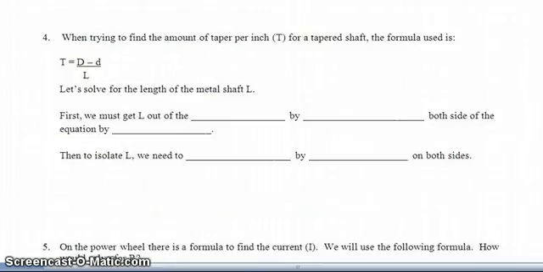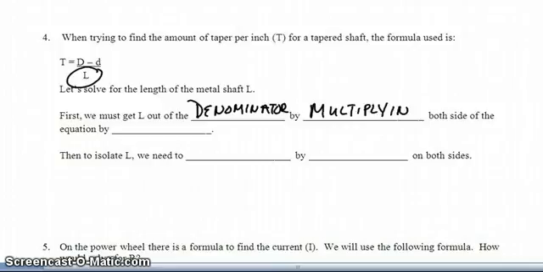So, how did you do? Let's find out. First, we must get L out of the denominator. It's stuck in the denominator. How did you do that? If we multiply both sides of the equation by L, that will get that out of the denominator. So let's go ahead and do that step.